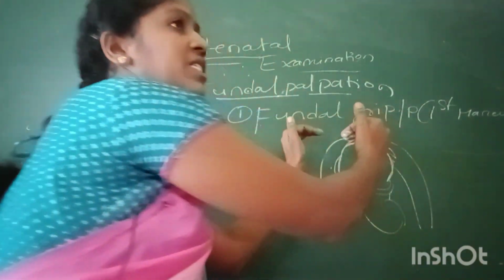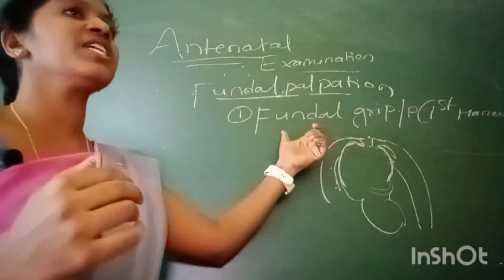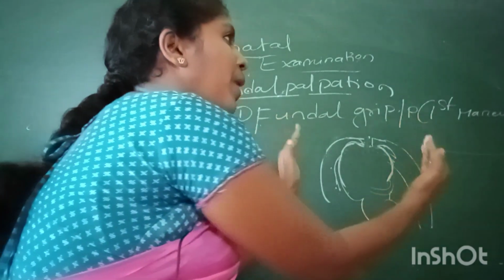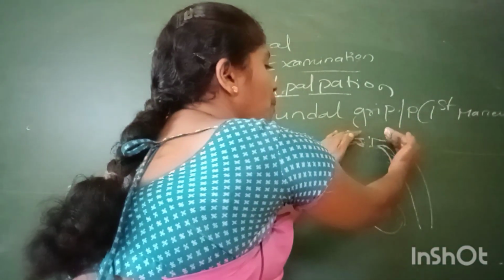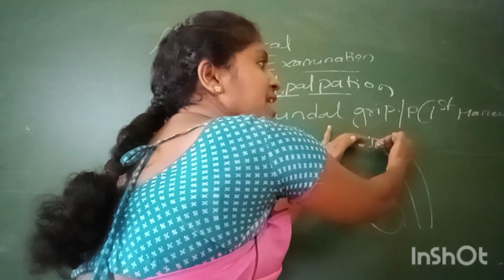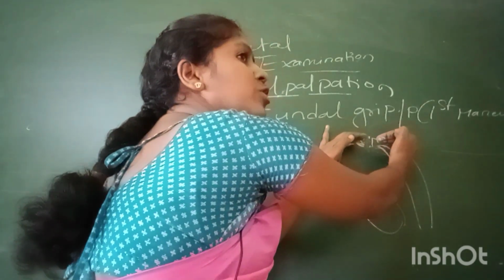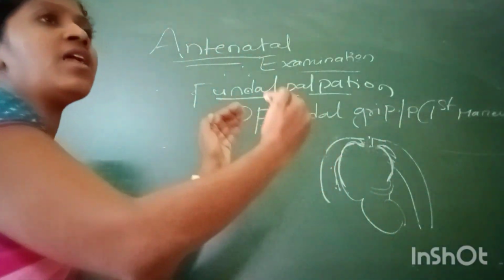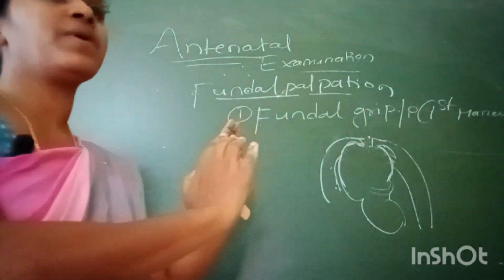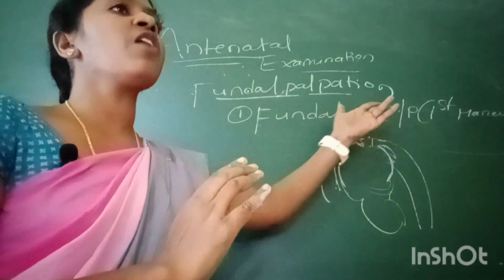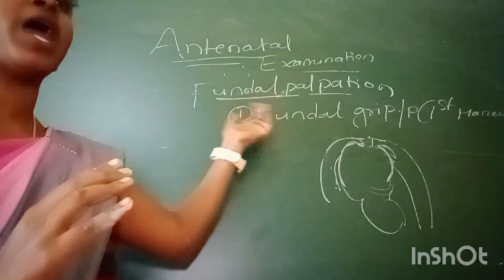The fundal palpation is done using our two hands. We place our two hands on the top of the fundus of the uterus and palpate gently and deeply to know the position of the head and the buttocks or breech of the baby. This is the main purpose of fundal palpation or fundal grip or first manual.